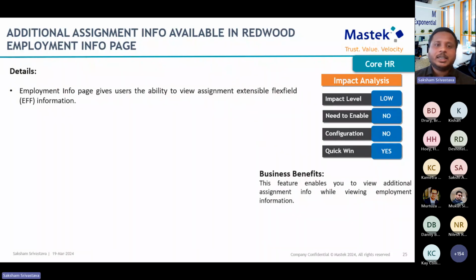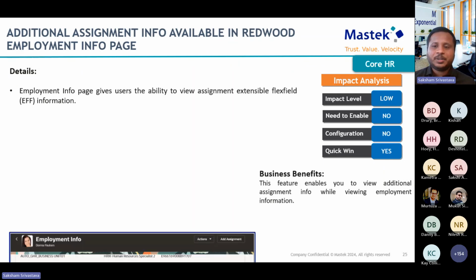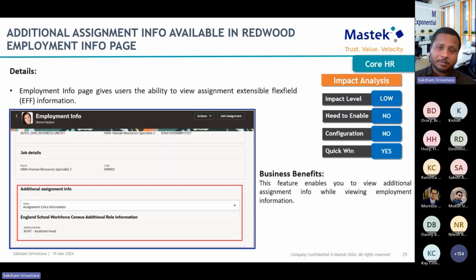The next feature is additional assignment info available in the Redwood employment info page. Let's suppose you have configured some extensible flex fields, or as we call them, EFFs. When you are, for example, in the employment info tab on the Redwood UI, at the bottom you can see an additional employment assignment info section, and from there you can view the different extensible flex fields, EFFs, and so on.